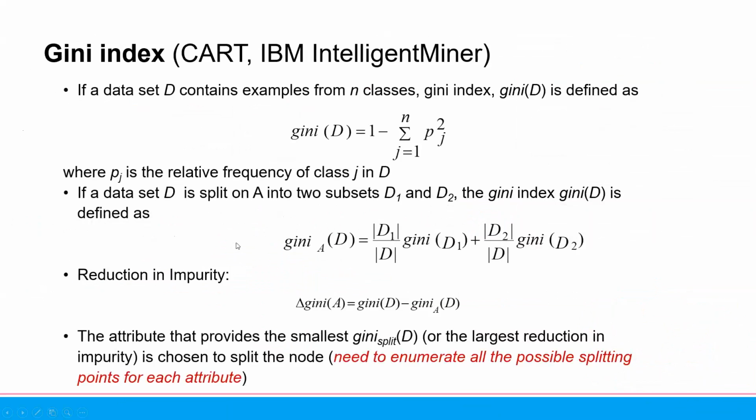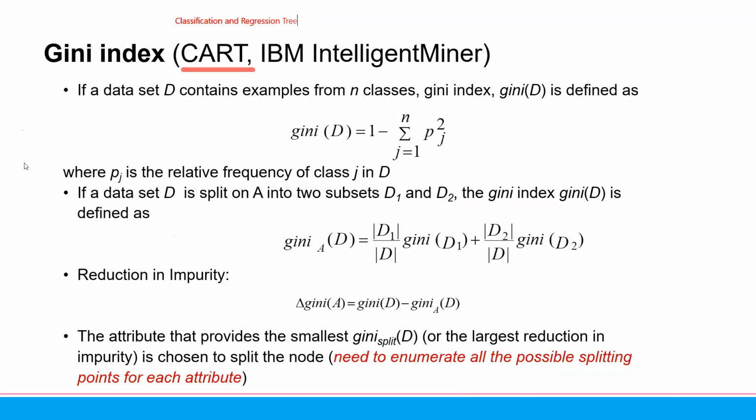We have another way to do the attribute selection. We call it the Gini index. What is the Gini index? We have the CART. CART means the classification and regression tree. Okay. So this is one of the famous algorithms. Sometimes we call it the IBM Intelligent Miner.